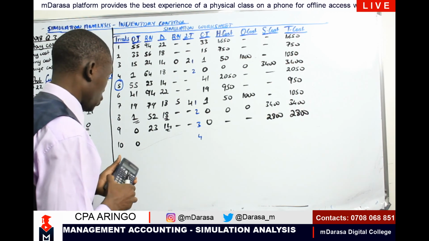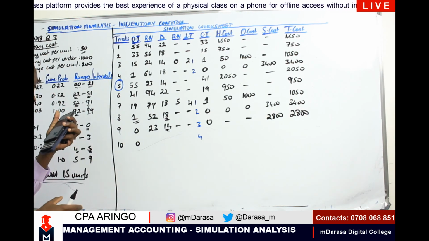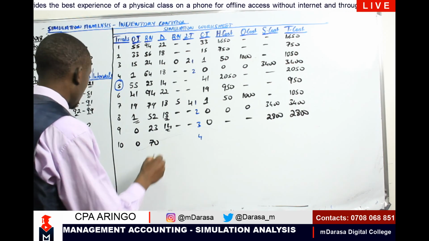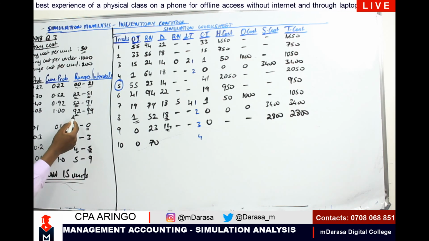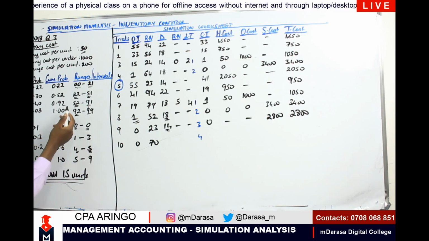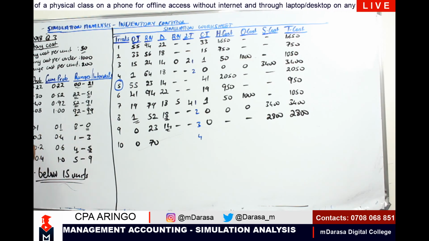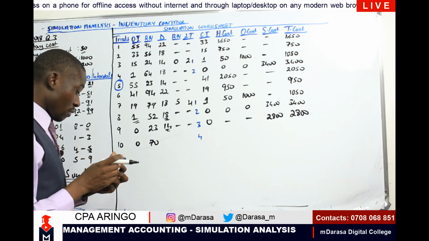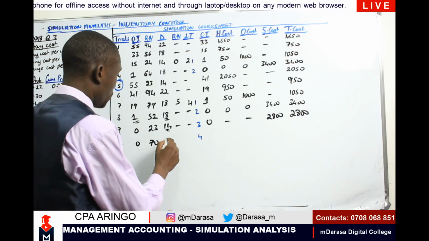The next element, the 10, I don't have anything. The next random number to consider, you can clearly see we had 70, right? And at 70, where will it fall? Between 52 and 91, to give us 18 units. So I should be having 18.